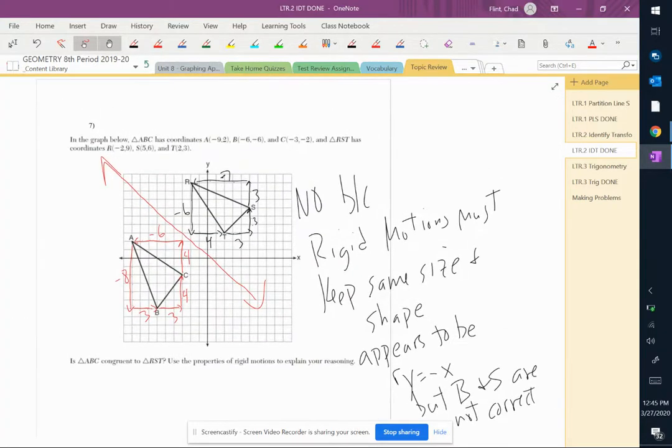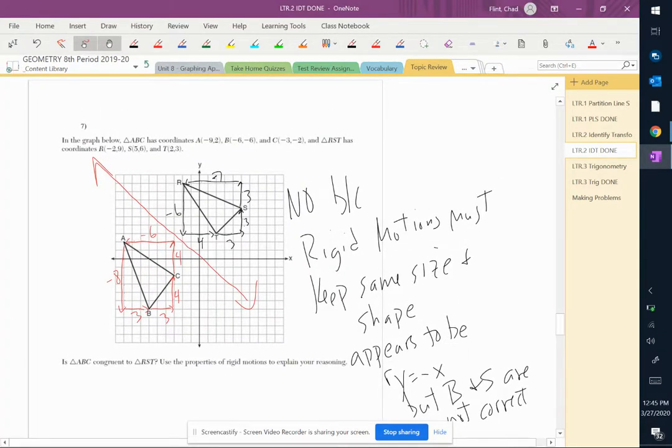So it's just one of these questions you've got to be on the lookout for. Don't automatically assume that the answer is yeah, they're congruent because rigid motion makes the same size and the same shape, because point B obviously got reflected wrong if that was supposed to be the case.